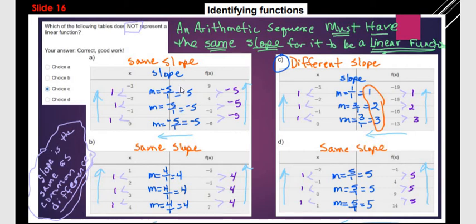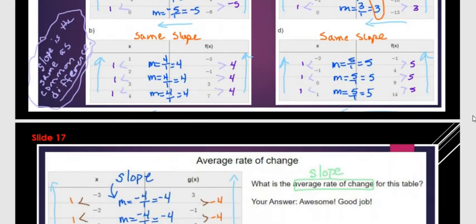Now slope, remember, it's the same thing as finding the common difference. So when I look at this right here, these all have the same slope. These have all been worked out. However, this one right here, C, does not have the same slope. You see the slopes are 1, 2, and 3. So this one is the one that is different. An arithmetic sequence must have the same slope for it to be a linear function. So C is the one that does not represent a linear function.